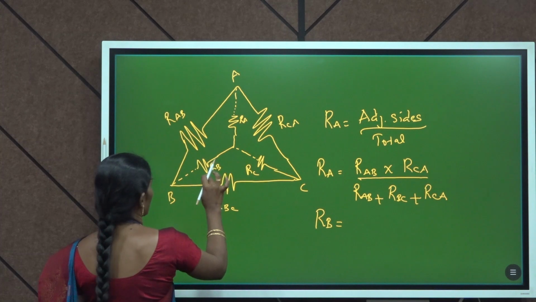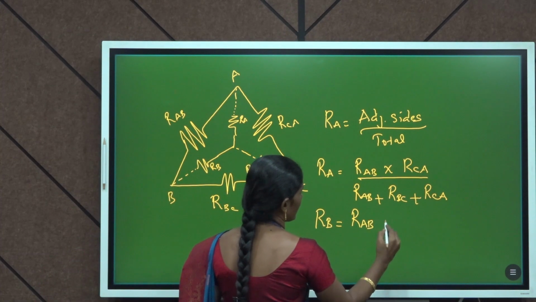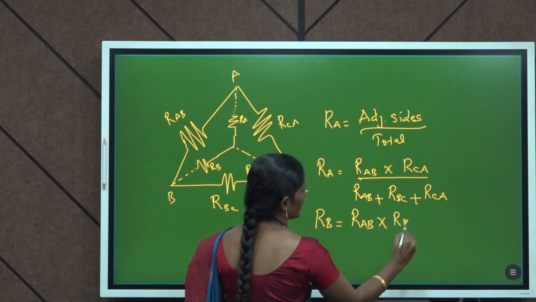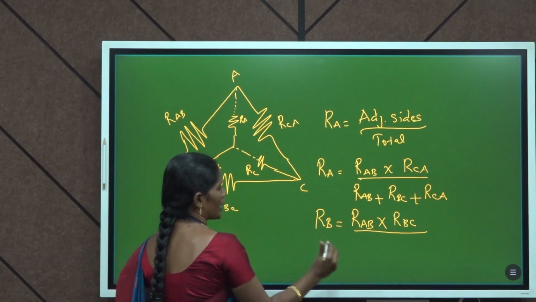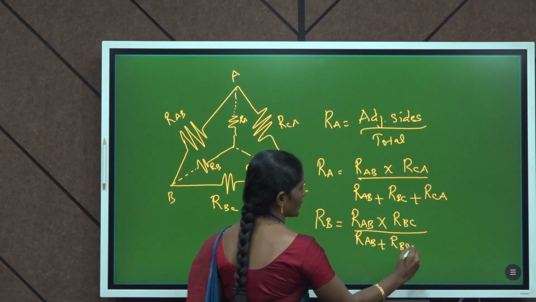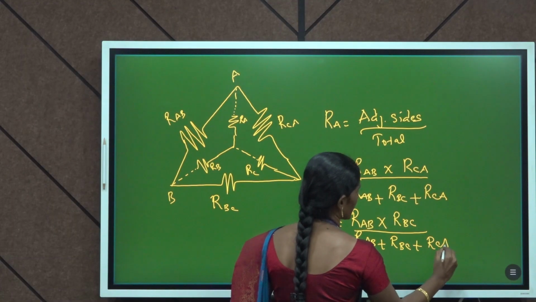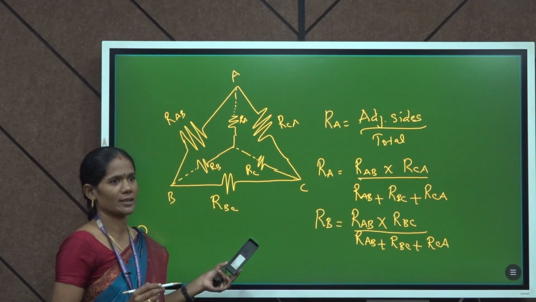The adjacent sides for RB are RAB as well as RBC. So, RAB and RBC values will be multiplied as the numerator, and the denominator will be the same as for RA. So, RAB plus RBC plus RCA, this will be the total for RB also. How can we find RC?